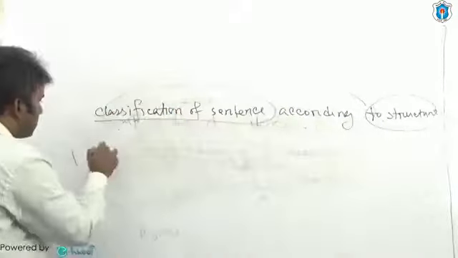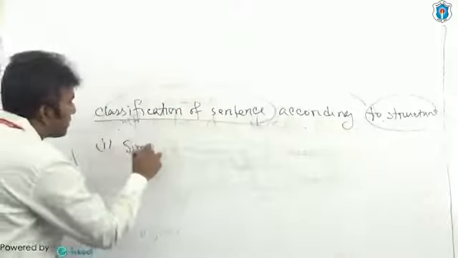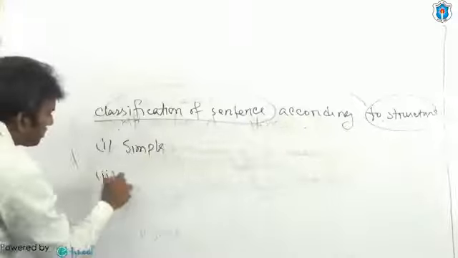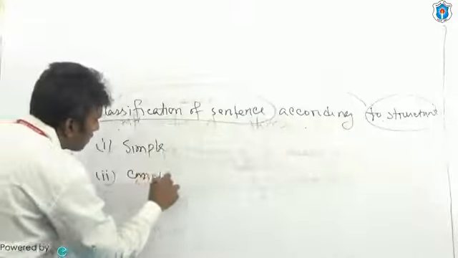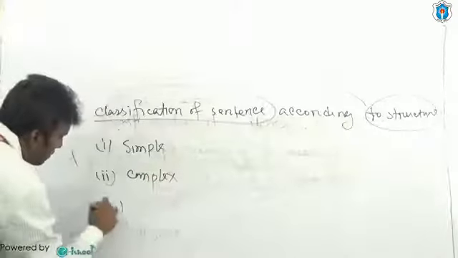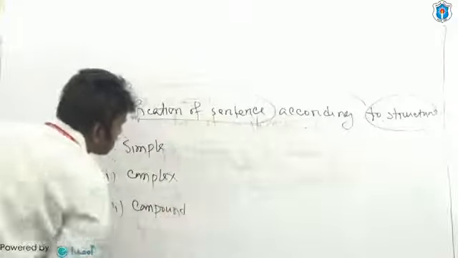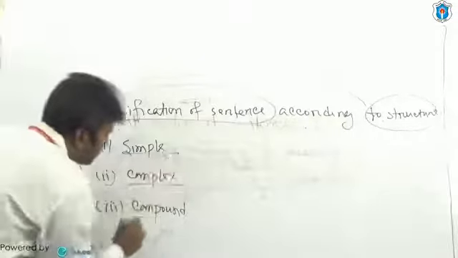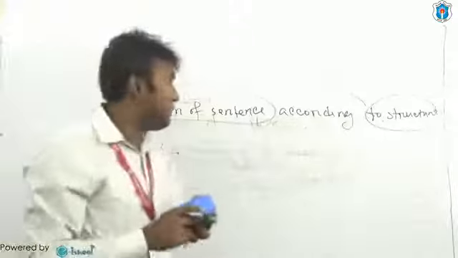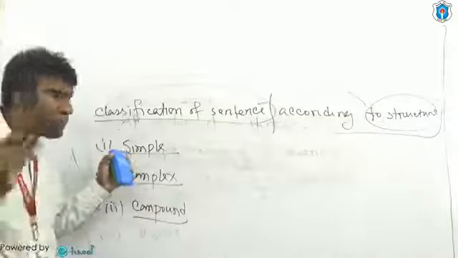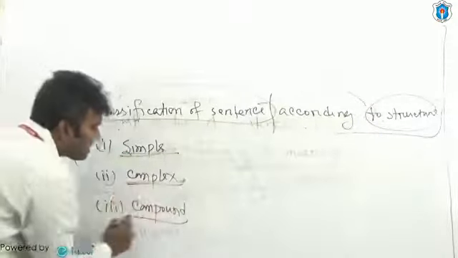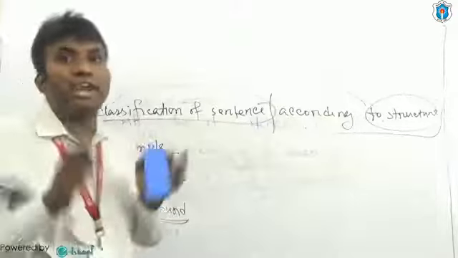That means simple sentence, number 2, complex sentence, number 3, compound sentence. Simple sentence, complex sentence, and compound sentence are the sentences which are according to structure. That means, my dear students, you can identify simple sentence, complex sentence, and compound sentence with their individual structures.